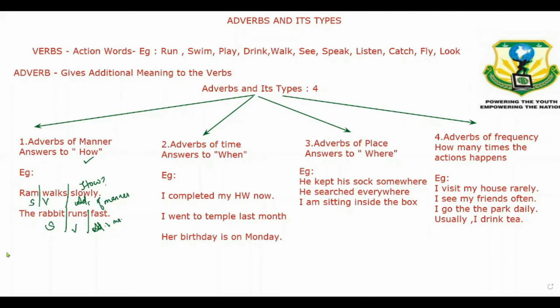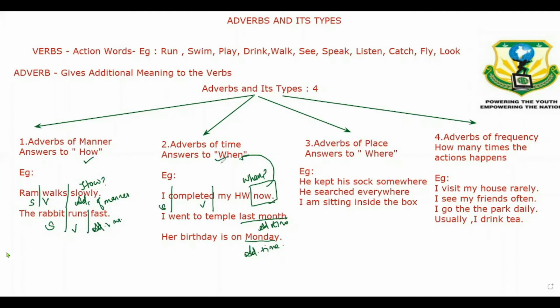Next one, I went to temple last month. When did I go to temple? Last month. So this is the adverb of time. Her birthday is on Monday. When is her birthday? On Monday. So Monday is the adverb of time. It always answers the question when.